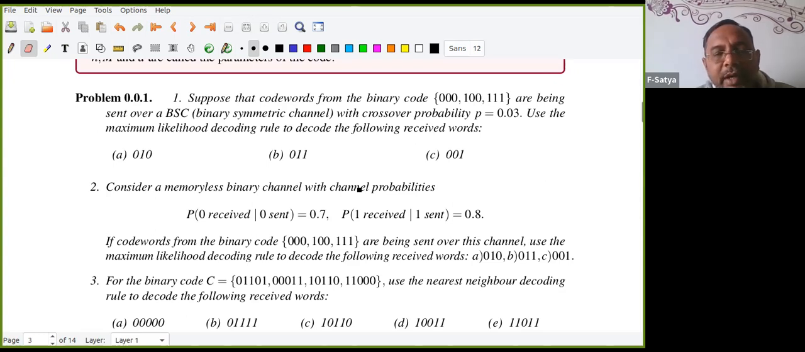So 010 is not a code word. So which one do I need to correct it to? I will compute the probabilities. Code word 000 sent, 010 received: what is the probability? You know how to compute. Similarly, 100 sent, 010 received: what is the probability? Of the 3 probabilities, we will take the maximum. That is called the maximum likelihood decoding rule. Is it okay? Are you able to do this, Achila? Yes, sir. Okay.